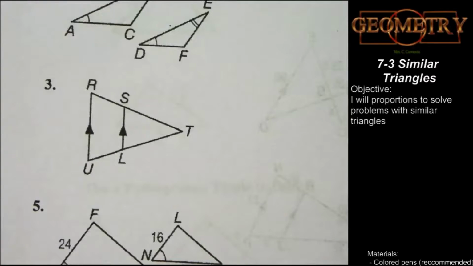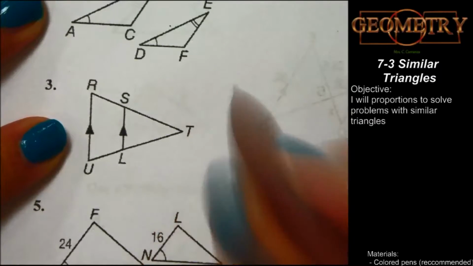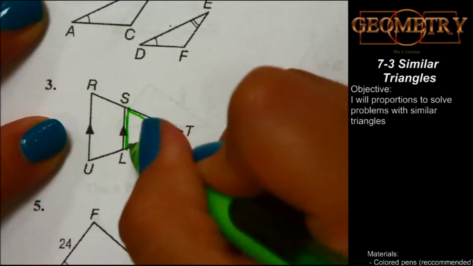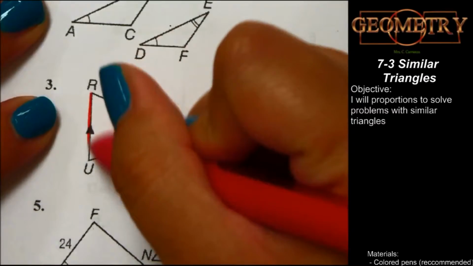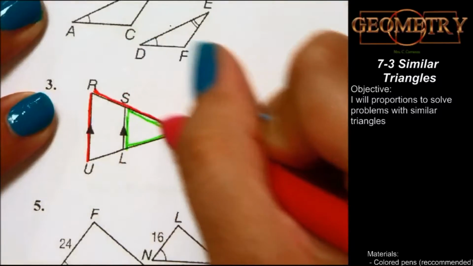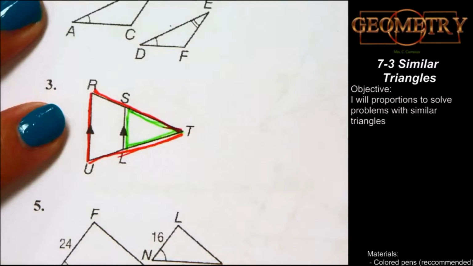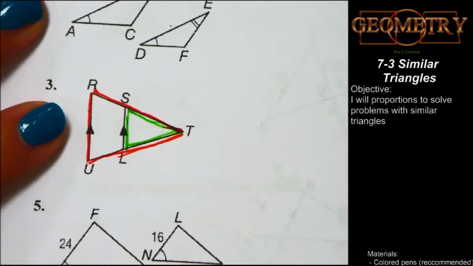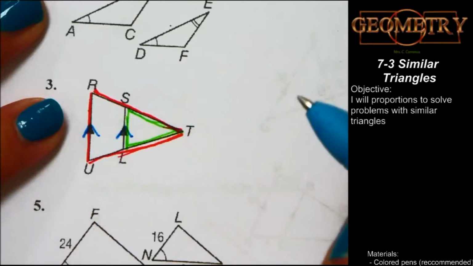Here's number 3. I'm looking at these two triangles. I have the triangle here colored in green, which is triangle STL. And then I'm looking at this other triangle that I'm going to color in red, RTU. And the question is, are those two triangles similar? Yes or no? I do have some parallel lines going on here, so I can make use of parallel lines and a transversal.